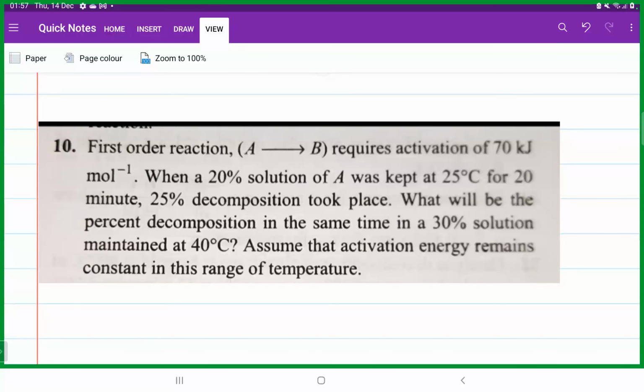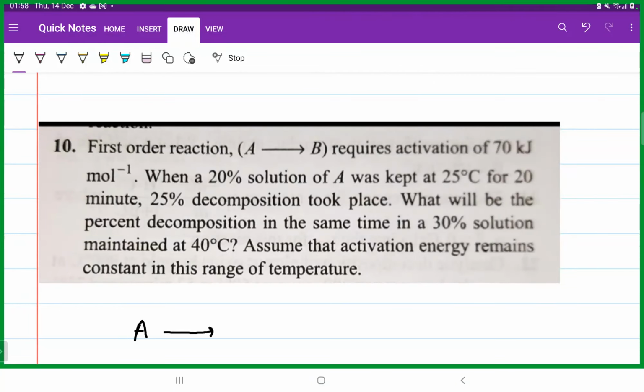Hello everyone. So we have gotten a good question from the chapter of chemical kinetics. Chemical kinetics is an easy chapter, and I think one should target this particular chapter, because usually questions from this particular chapter are pretty easy in both mains and advanced. So, anyways, let's begin. So we have got a first order reaction which looks something like this.